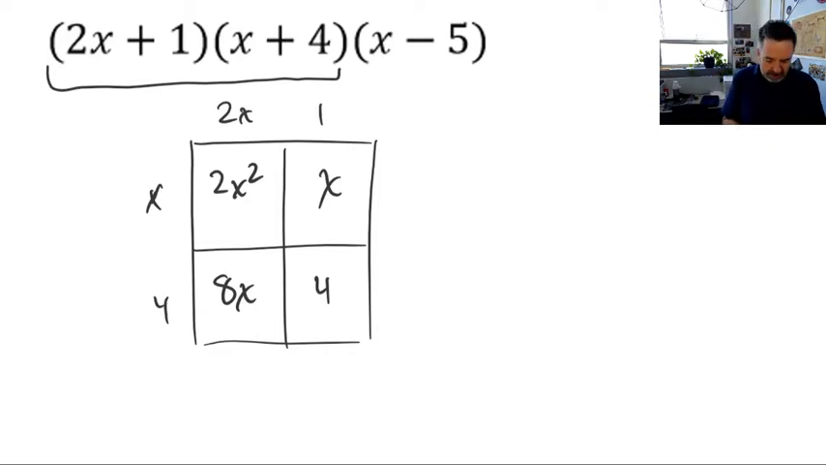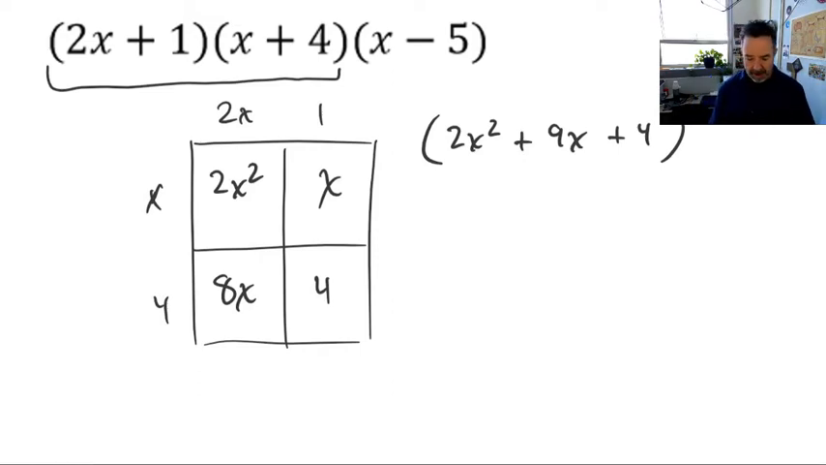So I know that the product of the first two binomials is 2x squared plus 9x plus 4. So I've got that product. Now I need to multiply that times the binomial x minus 5.